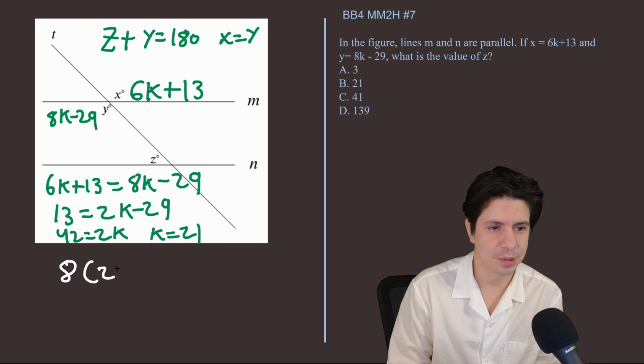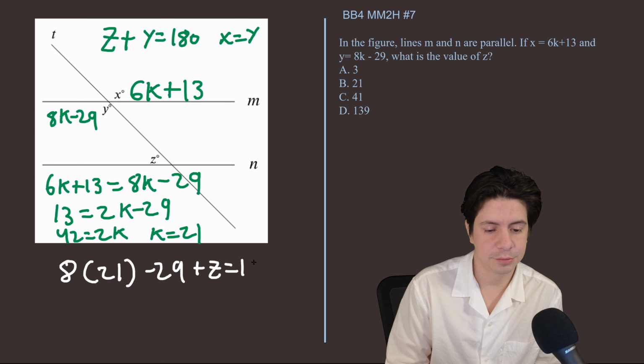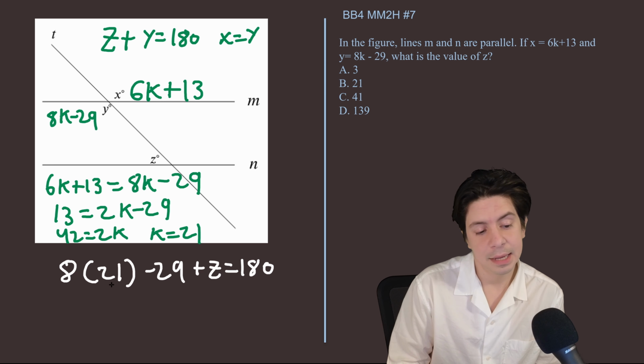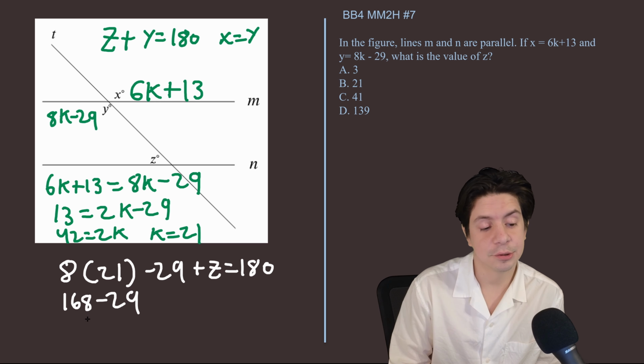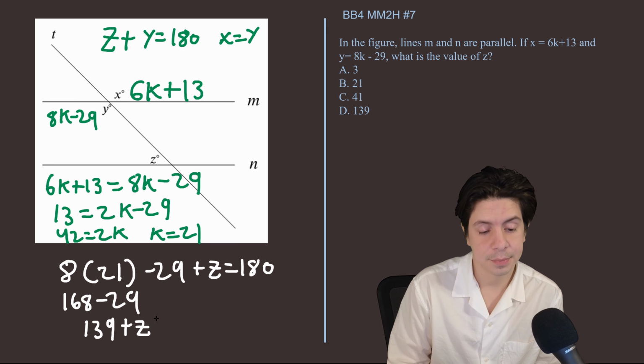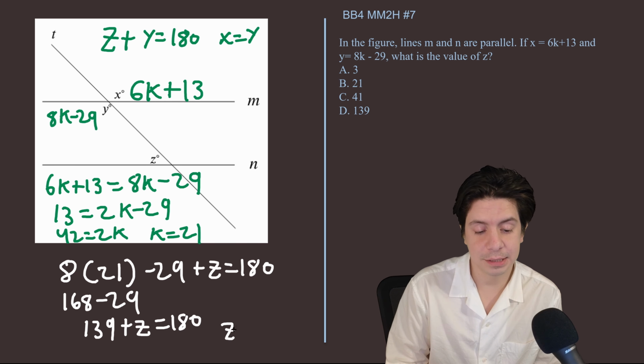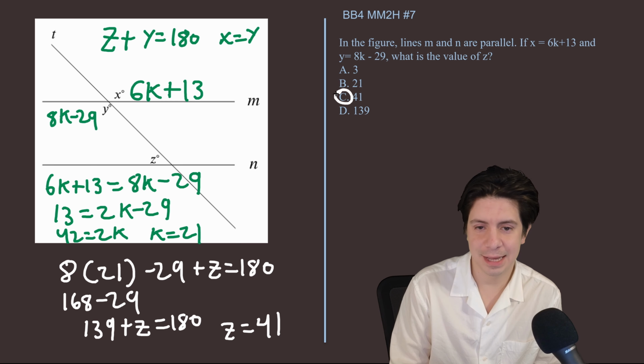Okay, so now we're going to plug that in for y, so we're going to get 8 times 21. We could do x as well, honestly, because it's the same thing, but I'm just going to do it this way. Minus 29 plus z equals 180. 8 times 21 is going to be 168 minus 29. That's going to be 139 plus z equals 180. We subtract 139, we get z equals 41, and that is C as in cat.